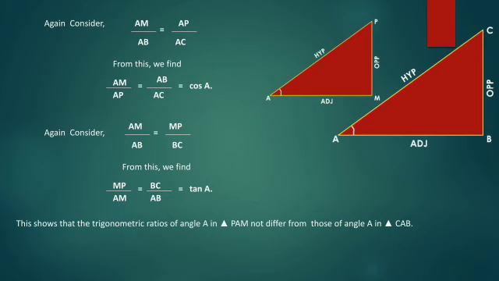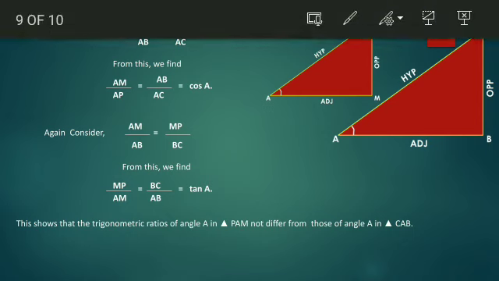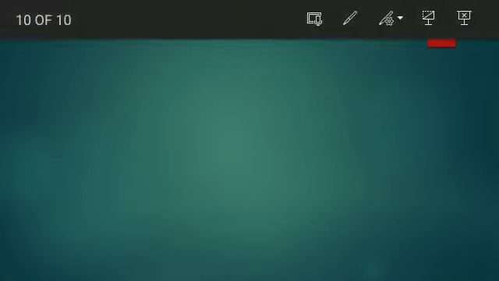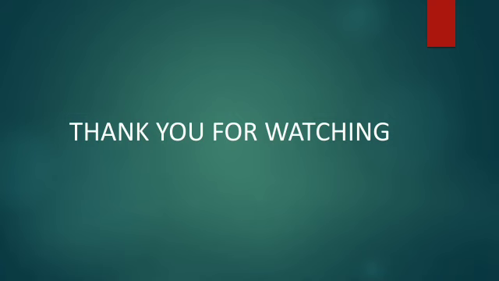This shows that the trigonometric ratios of angle A in triangle PAM do not differ from the trigonometric ratios of angle A in triangle CAB. If you join these two triangles, the angle A will not change the trigonometric ratios. This is what we explained in this proof.